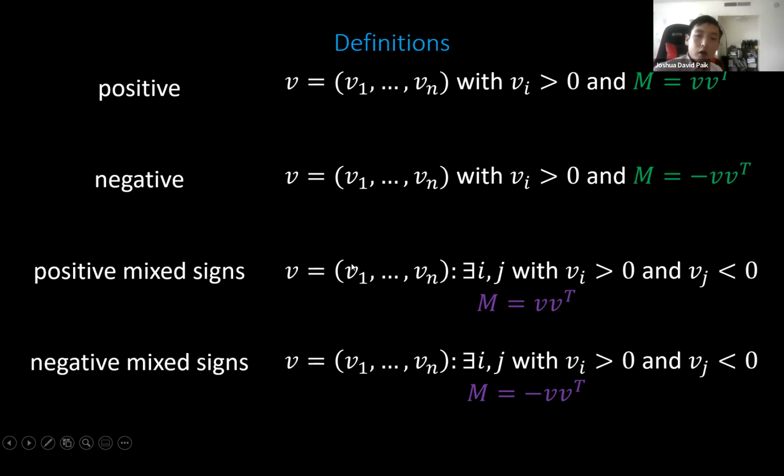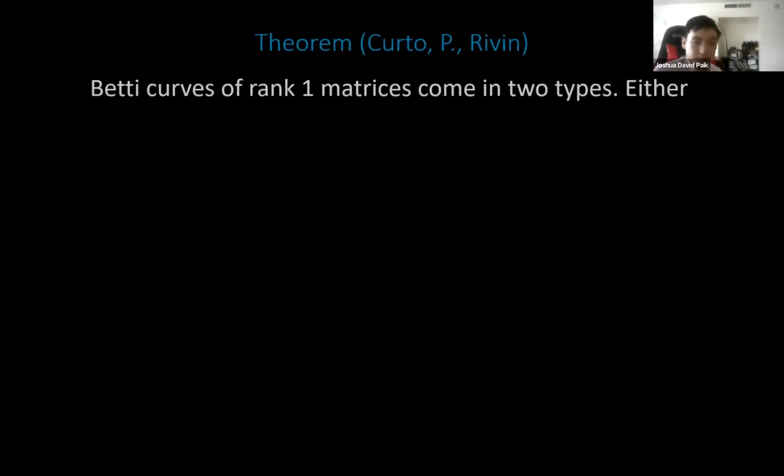In any case, now it's mixed signs. The generating vector has mixed signs, and then we'll call it positive mixed signs if we just take M as V times V transpose, and we'll call it negative mixed signs as minus V times V transpose. So those are the four types of rank 1 matrices.